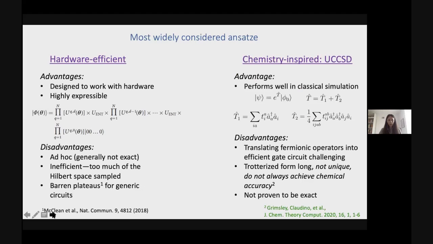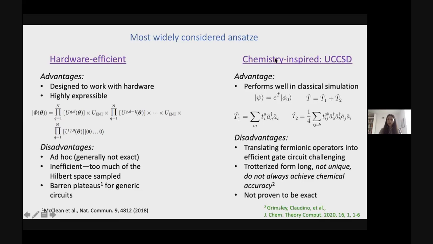So right now, people are focusing mainly on two types of ansätze. One is what is called hardware efficient, which is mainly random circuits, which are considered to be highly expressible, as we heard also in the previous talk, where you alternate an entangling gate with general parametrized single qubit gates. And the issue with this one is that it's ad hoc. It's also inefficient in the sense that because these are very expressive circuits, they might be spanning more of the Hilbert space than you would want to. And then there's also the issue of barren plateaus for generic random circuits.